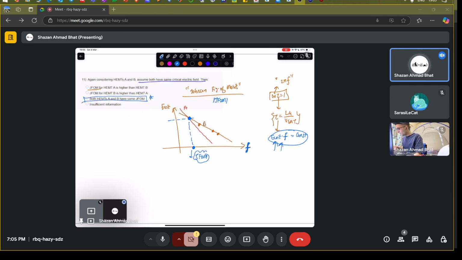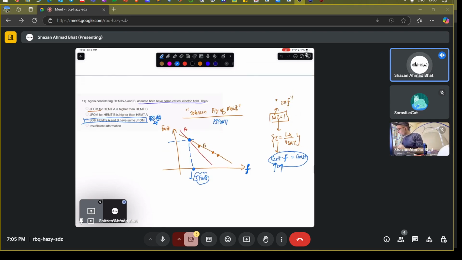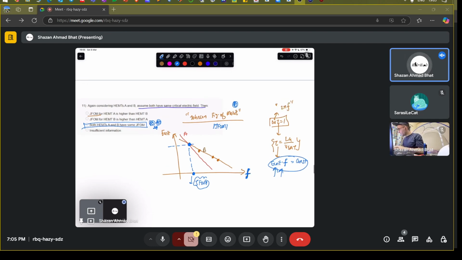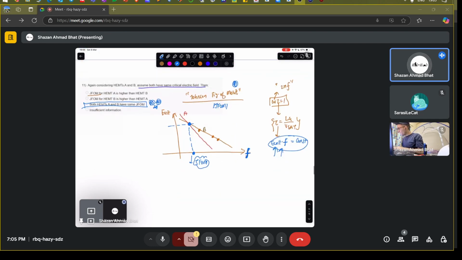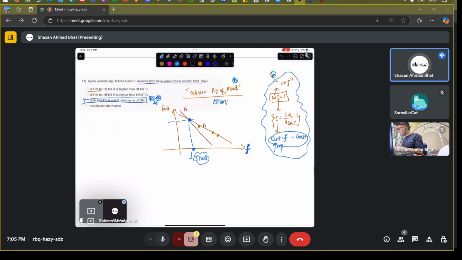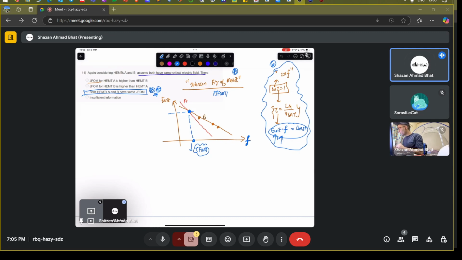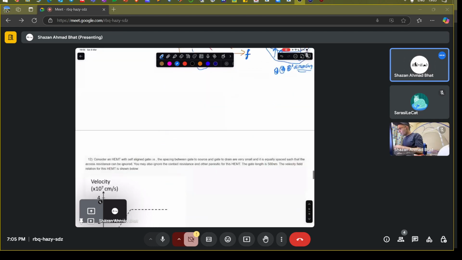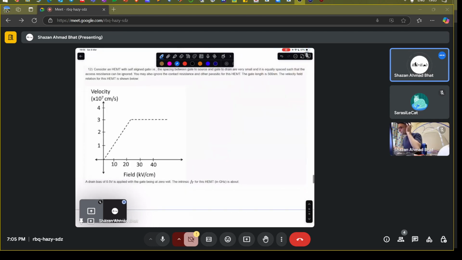So I hope the answer is this: both HEMTs have the same Johnson figure of merit. This concept has been discussed in, I guess, lecture 5, if I correctly remember. It has a simple derivation. Basically, you can just shuffle these equations and you will get an equation with the critical electric field and the frequency equal to some constant, and this constant is basically some dimensions. You can do this exercise, or maybe the professor has shown it. All right, moving on to the next question.